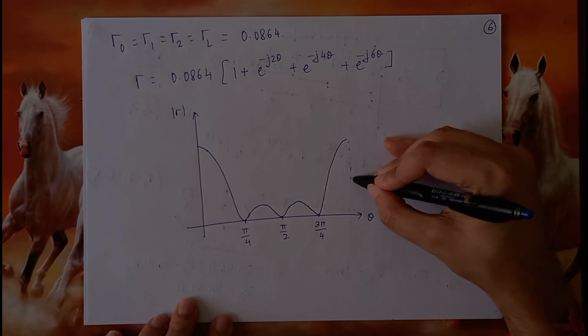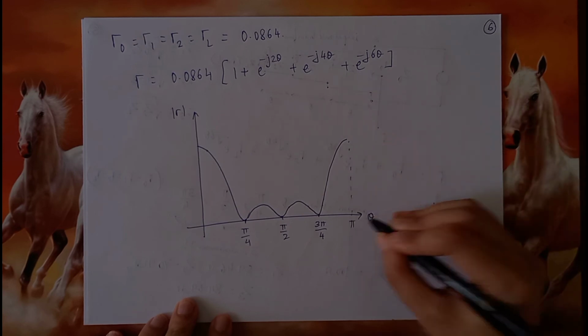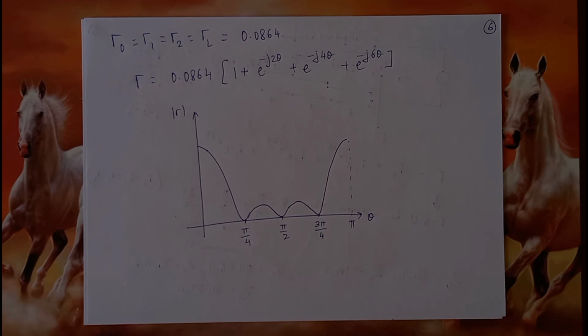Again, the maxima will be at pi. So this is something very, very interesting. We are seeing that as we add more and more transmission line sections or quarter wave sections, the bandwidth seems to increase. So thereby, this is one technique through which we can improve our matching bandwidth.